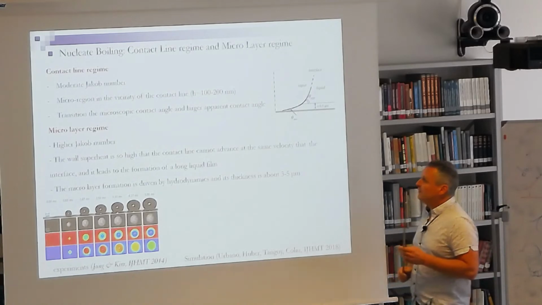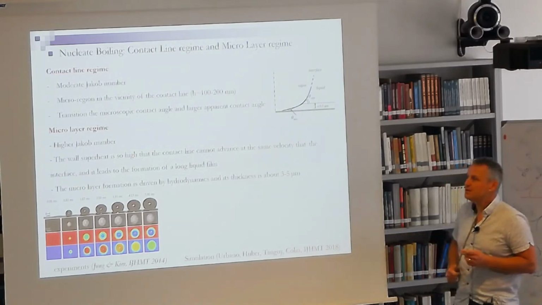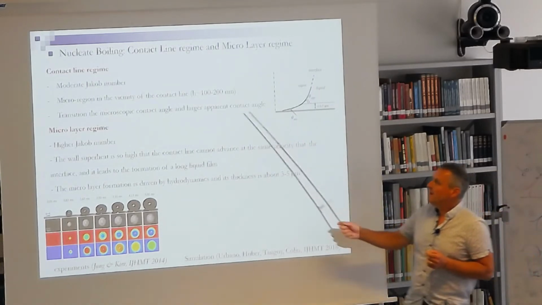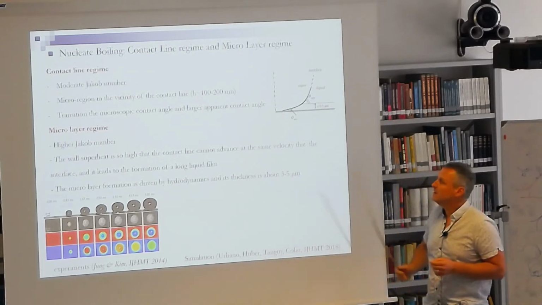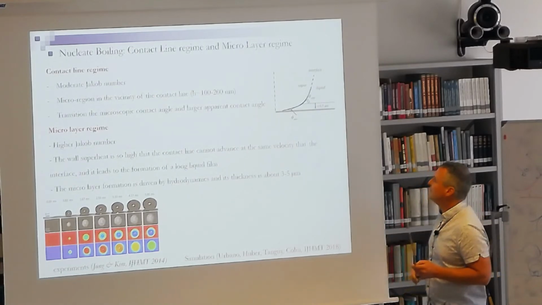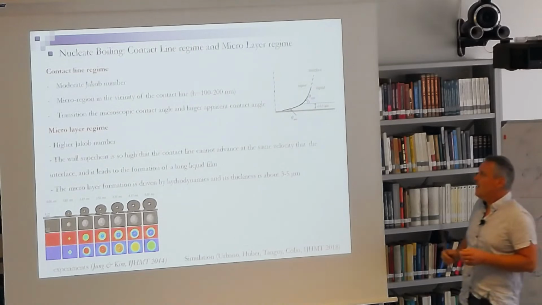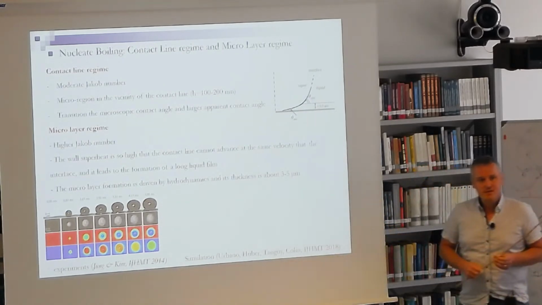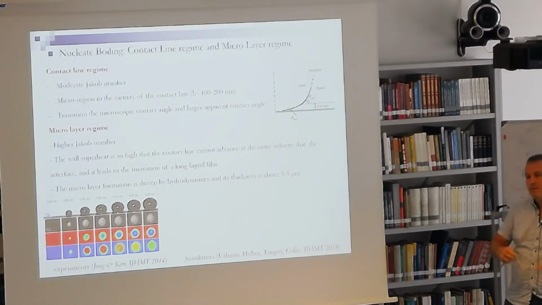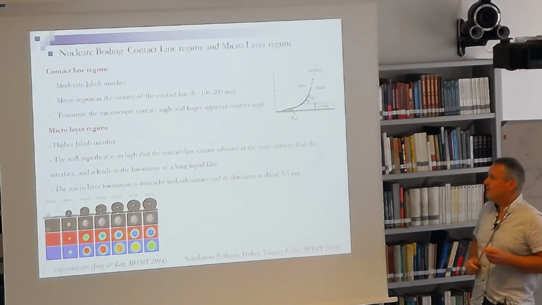And in this contact line regime, we can also have what is named a microregion, whose size is very small, approximately 100 to 200 nanometers. We can deduce the existence of this microregion by measuring the contact angle, which can temporally vary with the wall superheat. And this apparent contact angle is a kind of signature of the microregion.